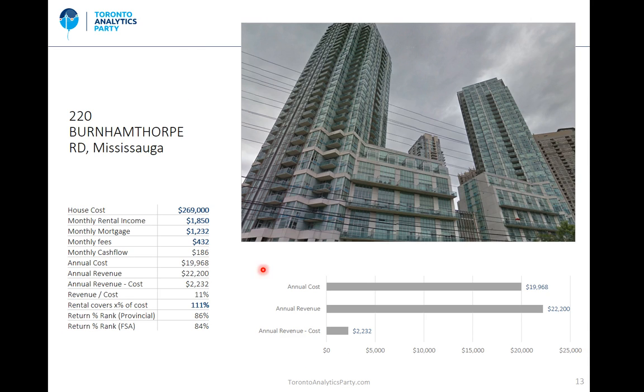Another example, Mississauga, here at 220 Burnhamthorpe. The cost is very close to the other one, incidentally. The unit cost is $270,000 to buy a condo in here, starting. And we're seeing lots of rental properties in there at $1,850. So even with the monthly fees of $432, we have the rent covering 111% of the cost.